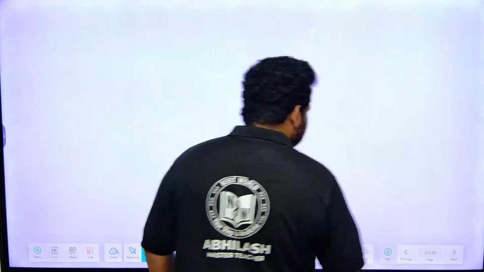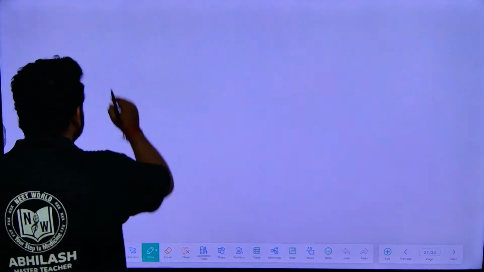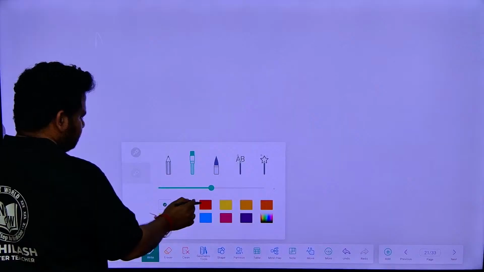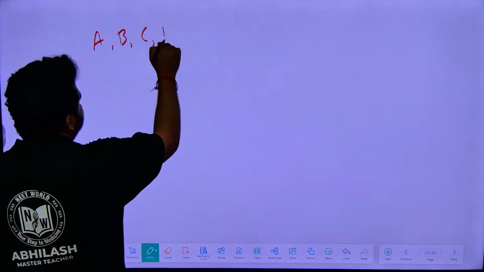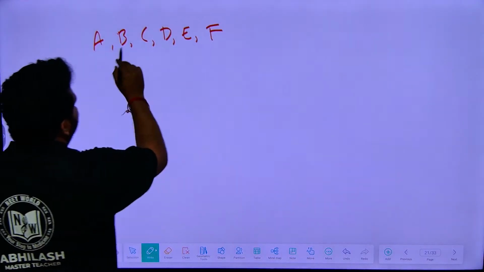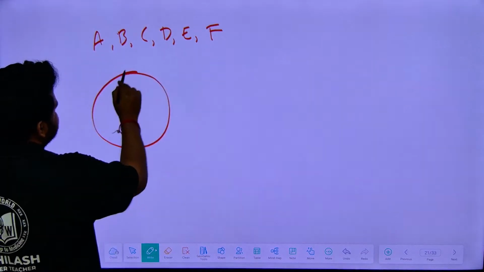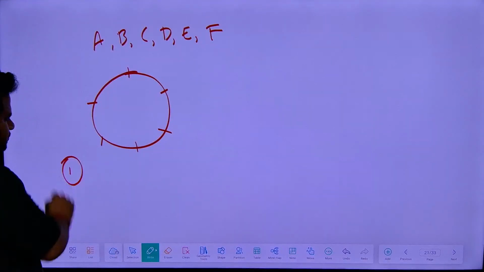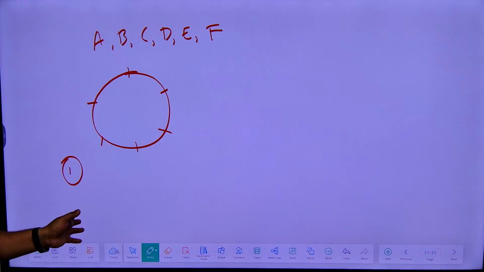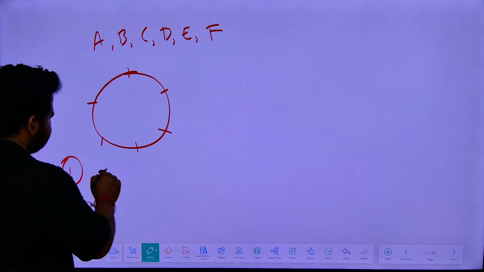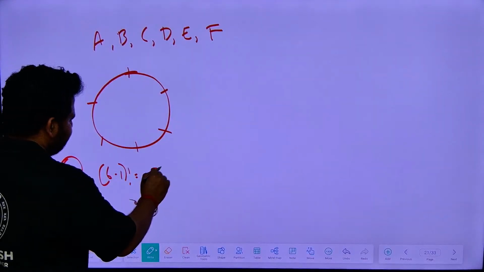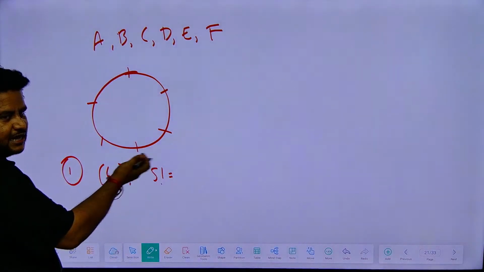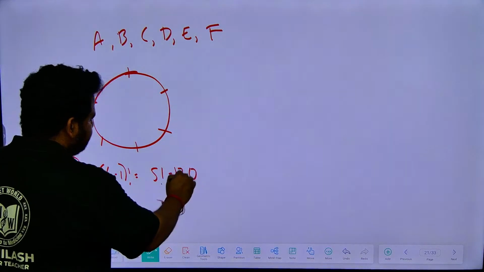Now let us take an example. Suppose we have A, B, C, D, E and F. How many letters are there? 6 letters. I want to arrange these 6 letters. How many ways can I arrange? Since it is circular, it will be 6 minus 1 factorial, that is 5 factorial. Please be focused, because if you know circular, Garland will be very easy. So this will be 120.